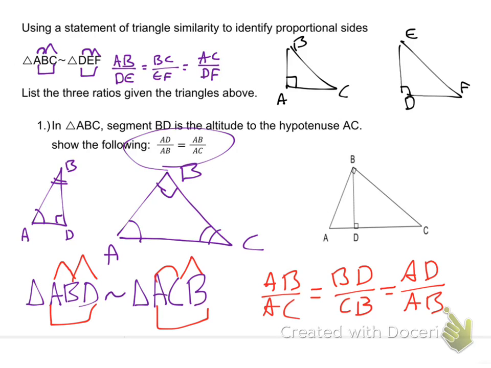Now remember, if the outside is equal to the middle, and the other side is equal to the middle, then by the transitive property, the outsides have to be equal. So I can state AB over AC is equal to AD over AB, just the reverse order. So therefore, I have shown that the ratios are the same.